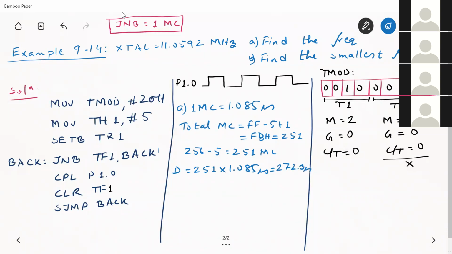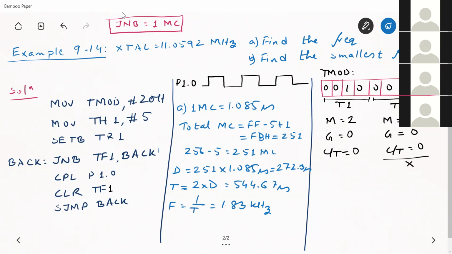Okay, microsecond. Therefore, what is the time period? 2 multiplied by delay, and your time period will be 544.67 microsecond. So now we can calculate the frequency, which is 1 over time period, and your answer should be 1.83 kilohertz. So is the first portion understood to all of you?